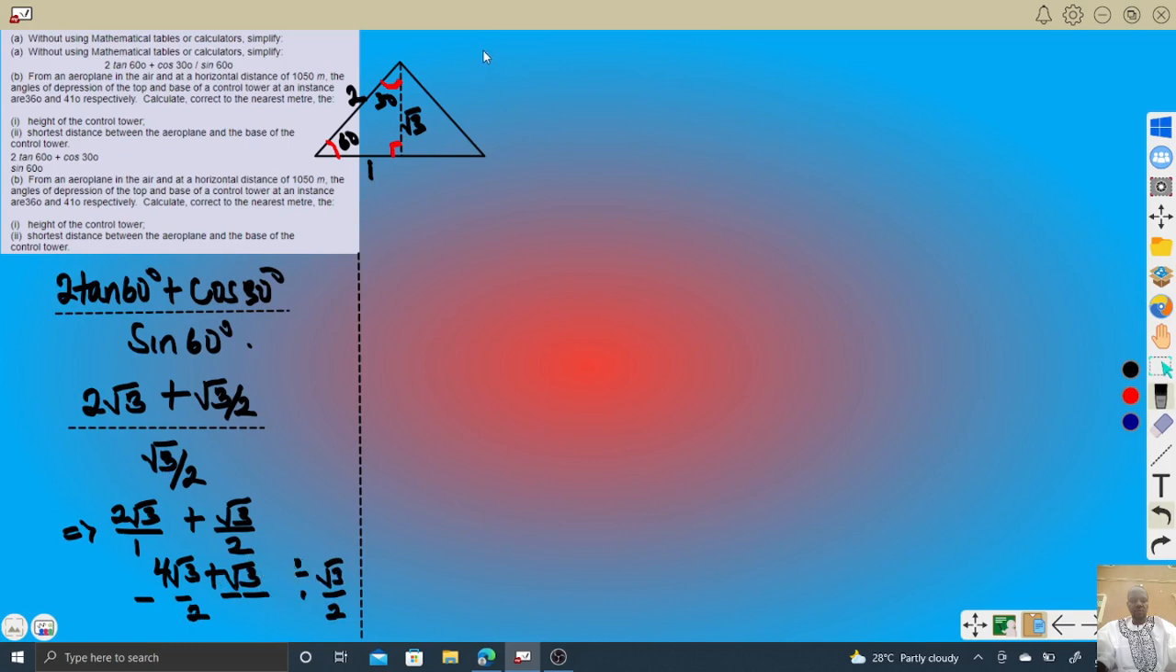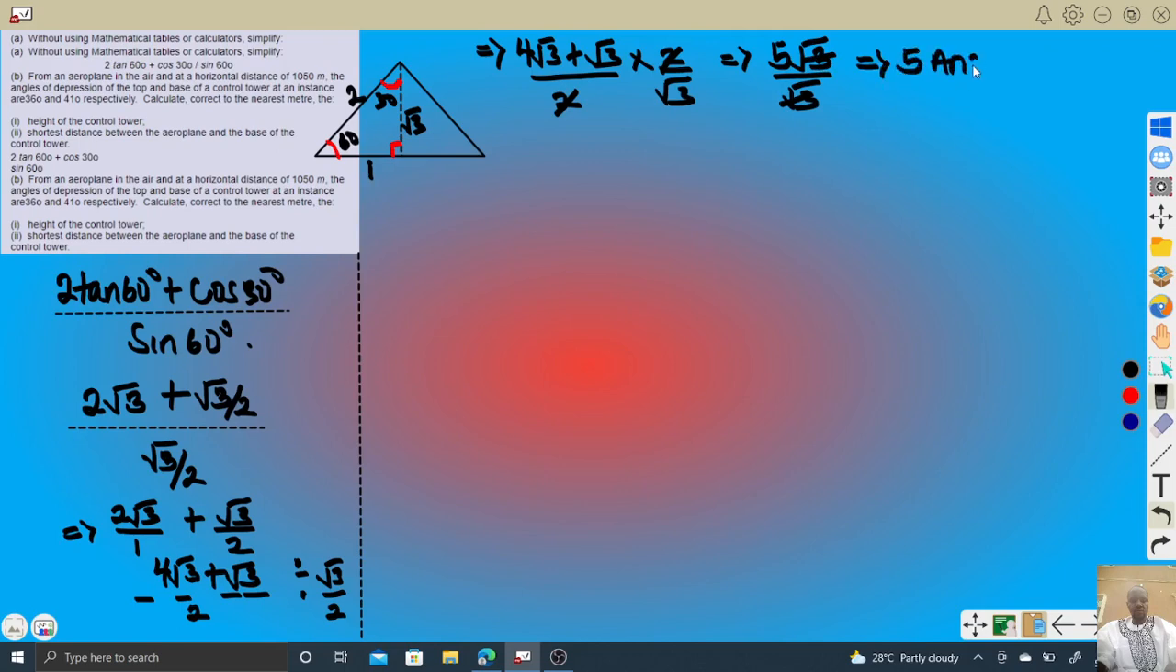Let me show you. Lots of space, that is what I'm trying to manage. What I have now is 4 root 3 plus root 3, which is 5 root 3 over 2 times 2 over root 3. Everybody knows this gets cancelled out. So 4 root 3 plus 1 root 3, 4 plus 1, 5 root 3 over root 3. So root 3 gets cancelled out. The final answer to this question is 5. So we don't need to waste our time on that. That's the right answer.